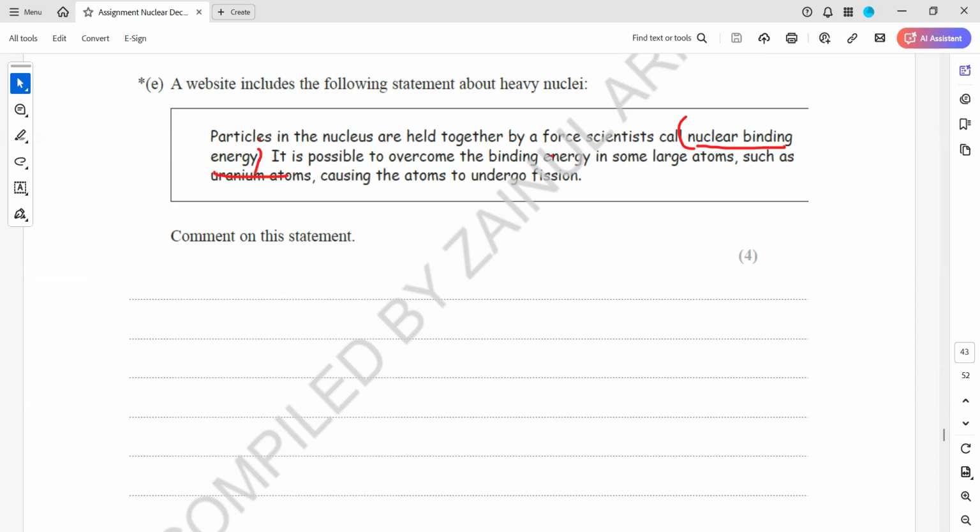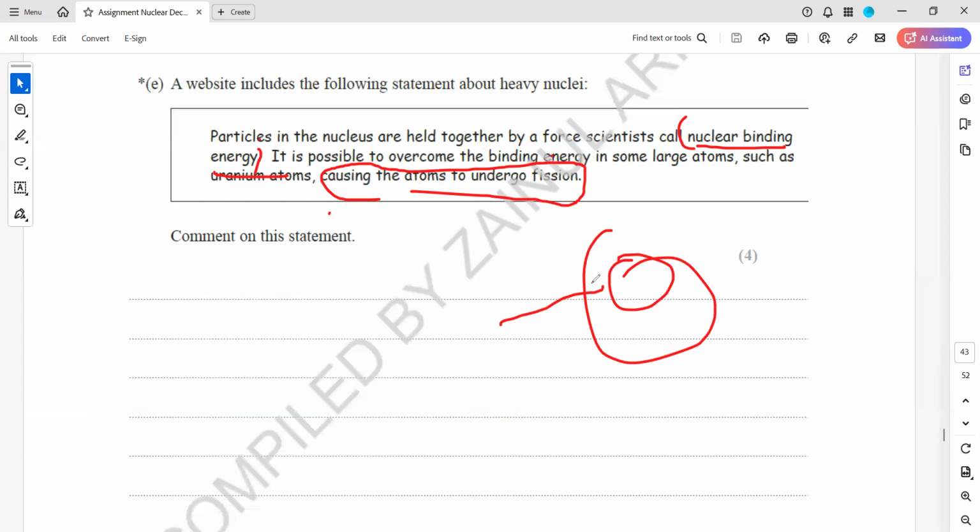And basically we don't overcome the binding energy. And atoms do not undergo fission, but the nuclei do. Like it's written here that it causes atoms to undergo fission. What is the mistake here? Atoms do not break down. The nucleus inside the atom will break down. So the nucleus undergoes a fission reaction. And fission is when a massive nucleus splits into lighter nuclei.